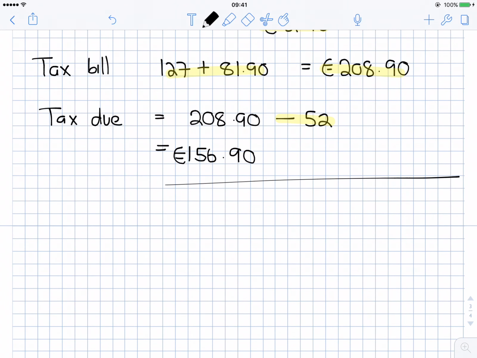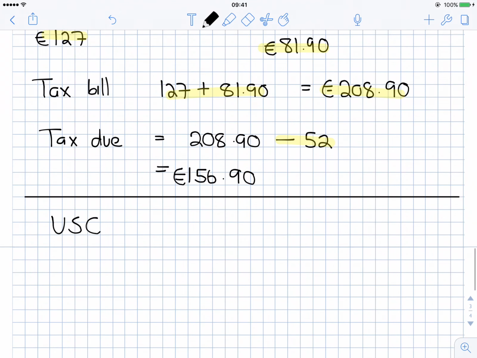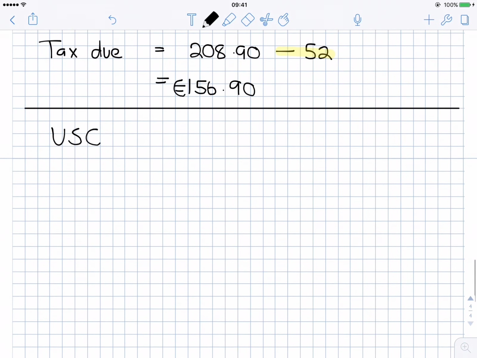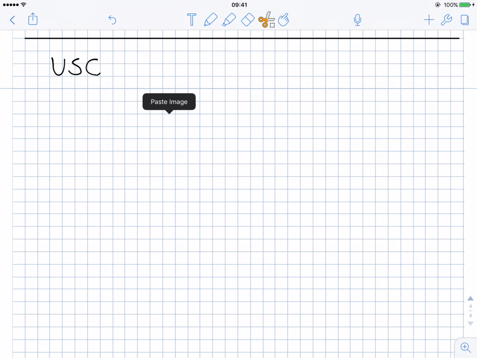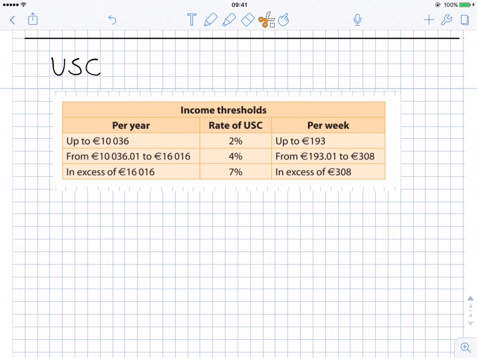Okay, I want to talk about universal social charge now, commonly just written as USC. The universal social charge is a bit more awkward to calculate because it is split up into 3 different bands. So just like our general tax is split into 2 bands, the standard rate and the higher rate, universal social charge is split up into 3 bands, and it's generally given to you in a table in the question. The table will look fairly much like that, and you will be given this table. You won't be expected to remember any of these numbers.